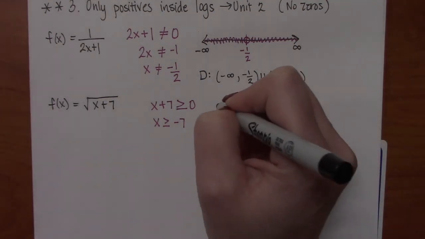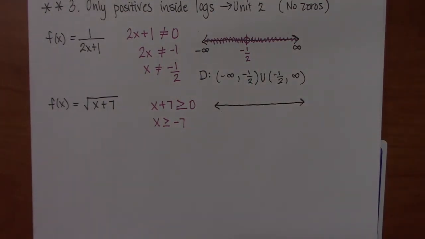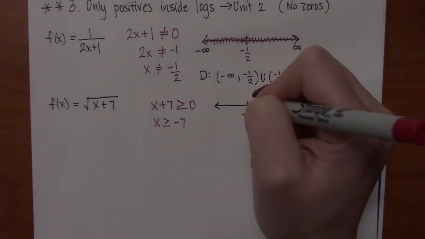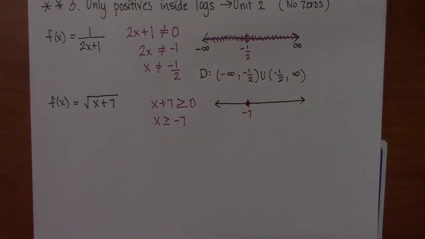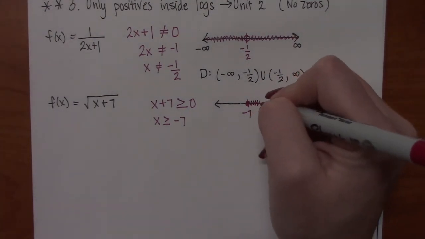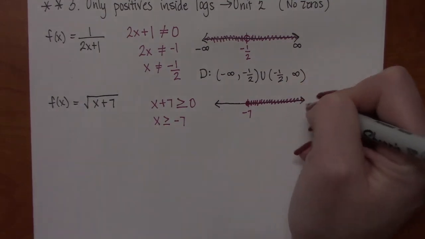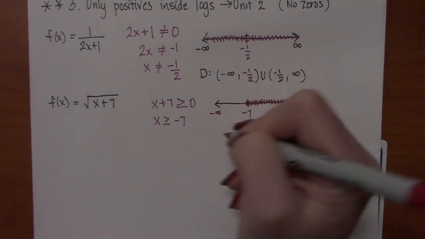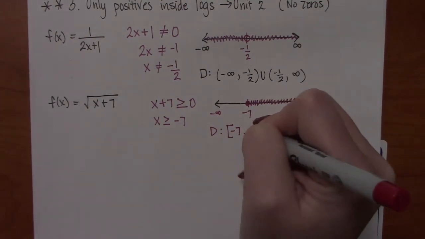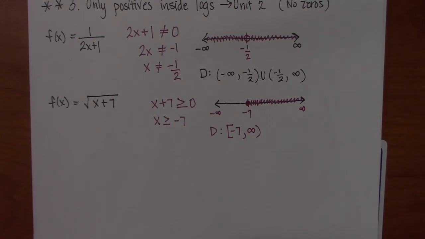So if I sketch a number line, here's -7. It is allowed to equal -7, so I'm going to shade that in, right? But now this is saying x is greater than or equal to that value, so greater than means, right, we're going to shade to the right because those numbers are the bigger numbers. So the domain, if I read this, is -7 is included up to infinity, and that would be the domain.